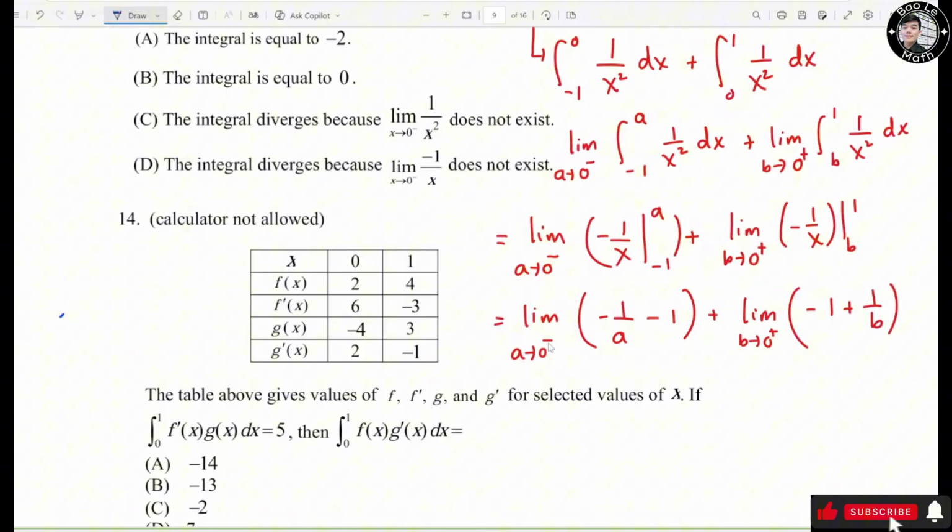So when a approaches 0 minus, this guy right here does not exist, right? This guy right here does not exist, right? So the answer must be D.